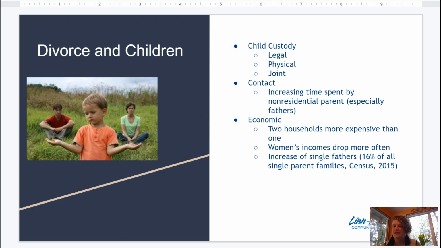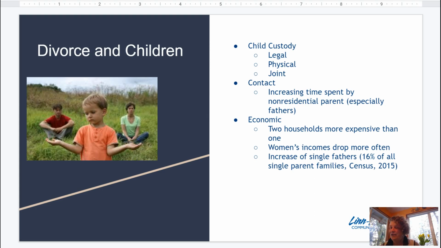There's legal custody, and then there's physical custody. And these can be joint or they can be more one parent than another. But they can be different from one another. Like the legal custody could be shared, but the physical custody be in one home, or vice versa. So there's various ways that can play out.